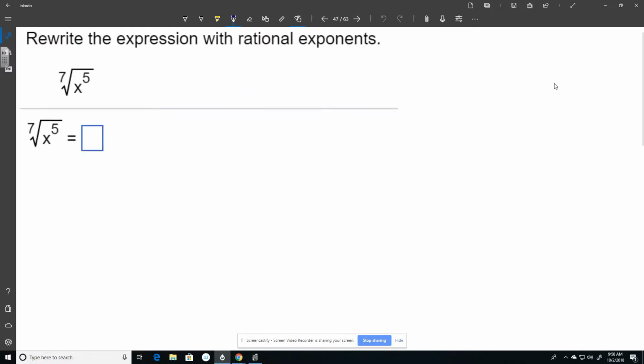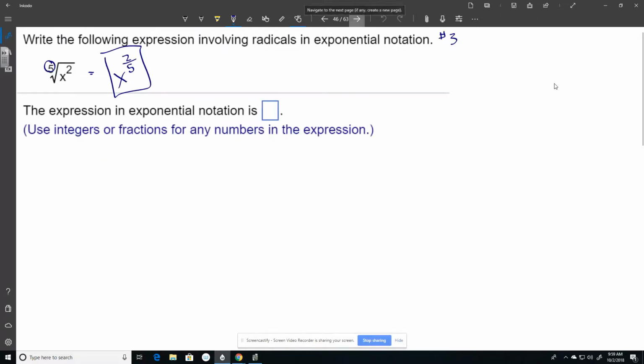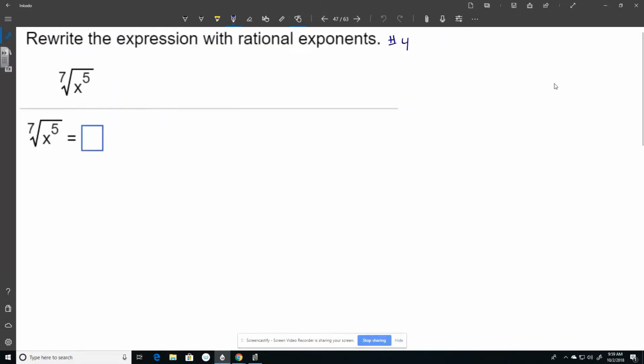All right, number 4. It wants us to do the same thing. That's weird. One of them should be having you go the other way. Oh, well, maybe I accidentally put 2 of the same on the test. Lucky you, because these are easy. This little 7 on the outside just goes to the bottom of the fraction. I put it underneath the exponent 5. So my answer is x raised to the 5/7 power. So that little 7 goes to the bottom.